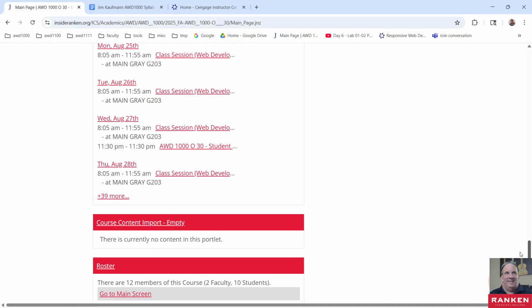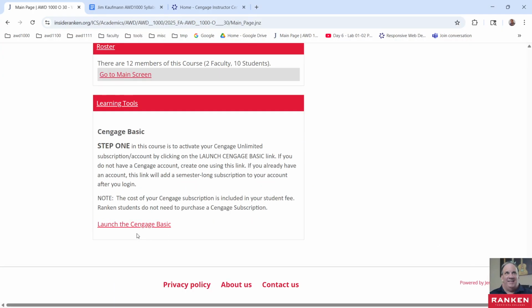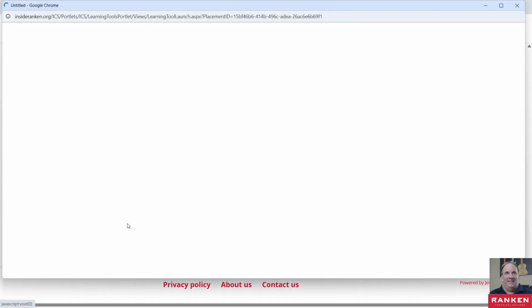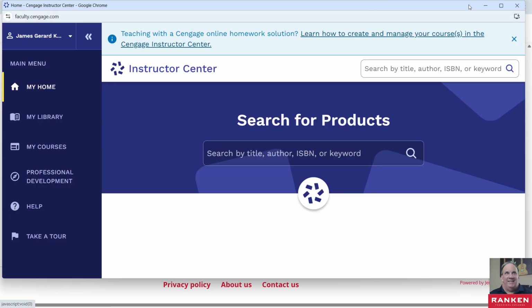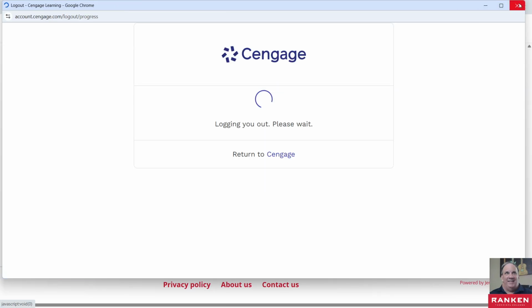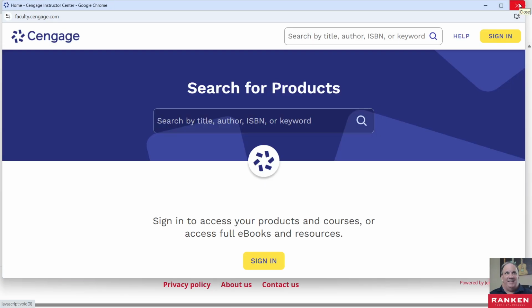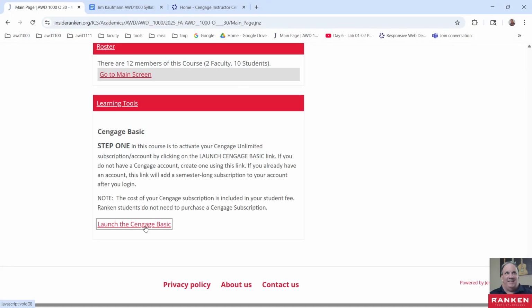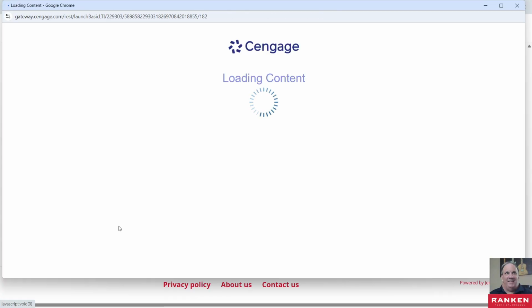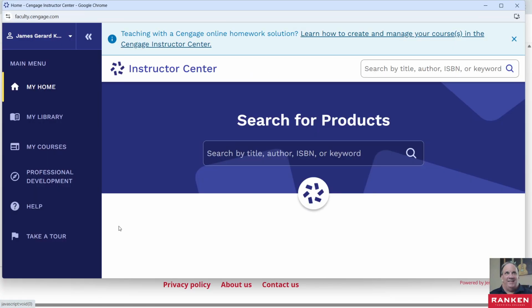If you go down here to the bottom, at the very bottom you have the Cengage Basic Learning Tools. You want to go ahead and click step 1. It tells you what to do here, so just read through this. Launch this Cengage Basic. For me, I'm already logged in. I'd have to log out here first, so let me log out. Let me close that again and fire this up. I might be holding on to something. Sorry, that's just going to go back and log me back in.